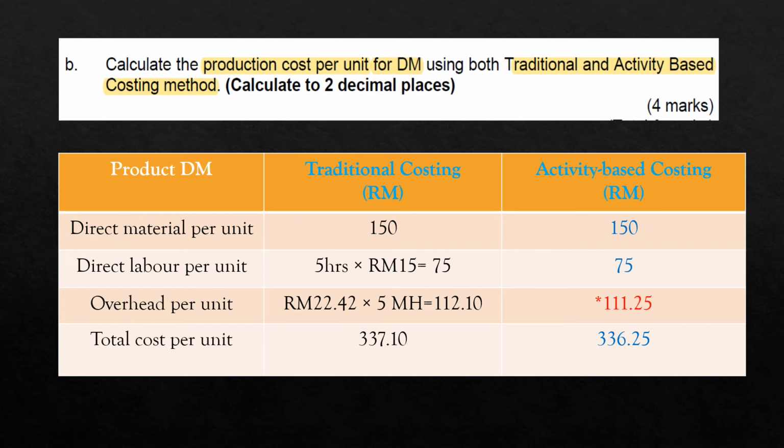112.10. So the total production cost per unit for product DM using traditional costing will be 337 ringgit and 10 cents. That is 150 plus 75 plus 112 ringgit and 10 cents. Whereas for activity-based costing, the production cost per unit is equal to 336 ringgit and 25 cents. That is 150 plus 75 plus 111 ringgit and 25 cents.